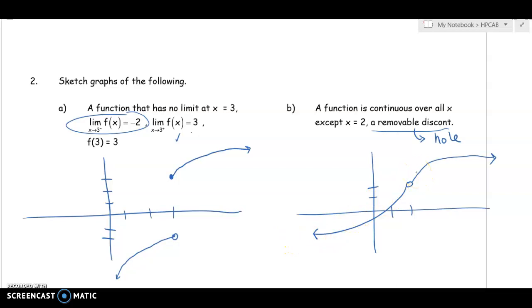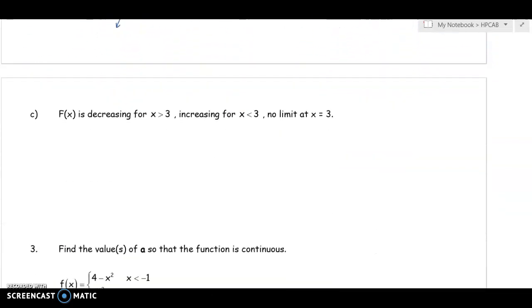All right, so not too bad. Let's see. Letter C. All right, f of x is decreasing for x greater than 3, increasing for x less than 3. Think of this as like slope, okay? So decreasing, it should be going down from left to right. And increasing, it should be going up from left to right. Okay?